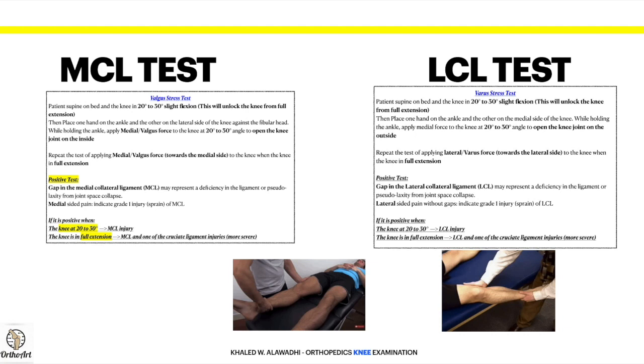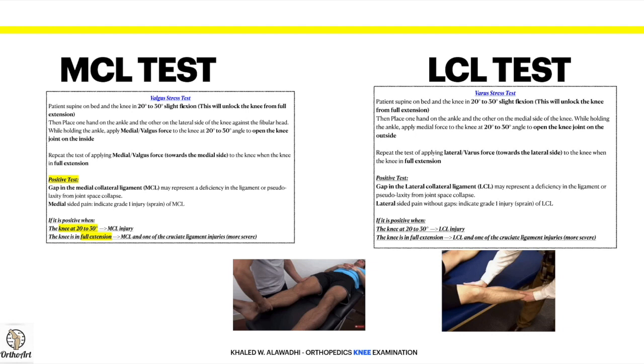When it's positive with the knee at 20 to 30 degrees, it means only specifically the medial collateral ligament. However, if the knee in full extension is positive because of pain or a gap, it means the MCL and one of the cruciate ligaments is injured. This is more severe, and this may lead to a terrible triad of the knee, which is a very difficult condition to treat.